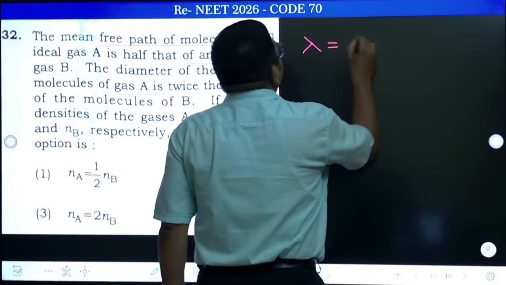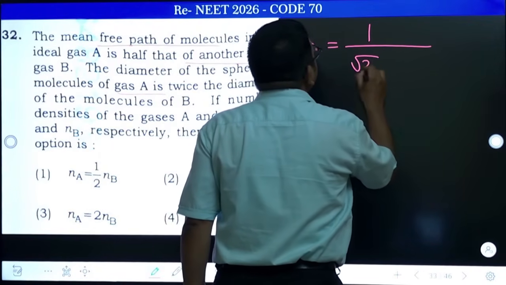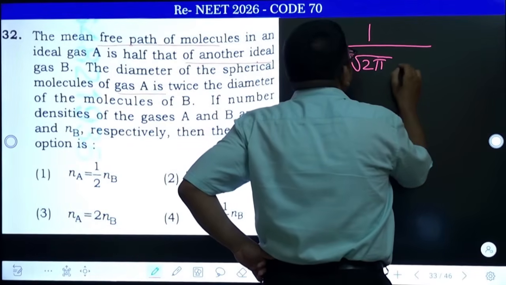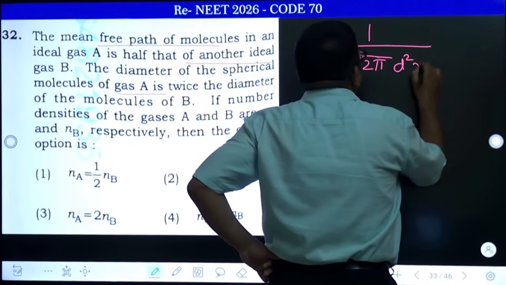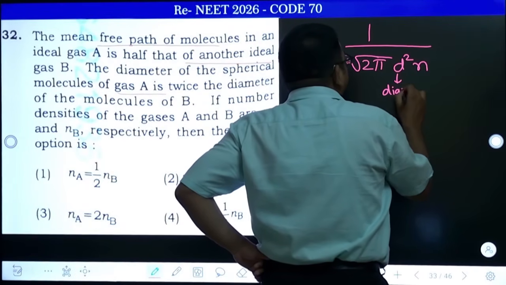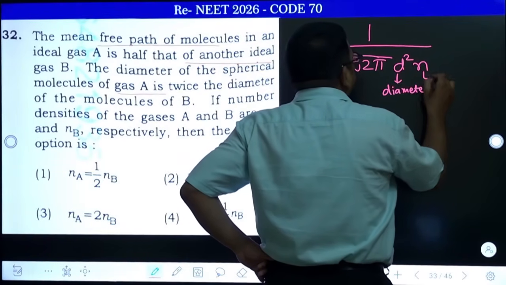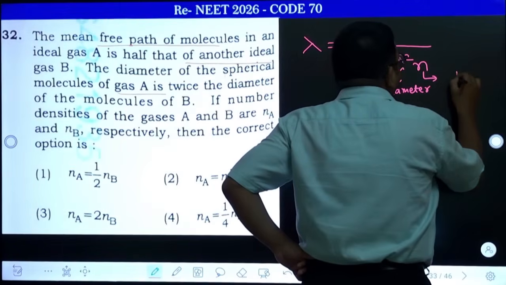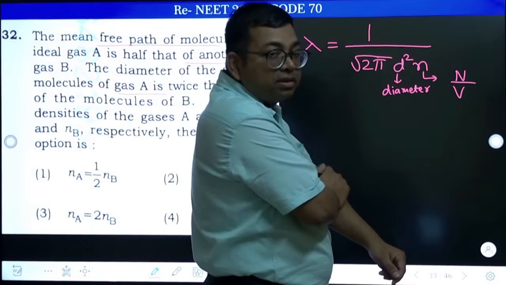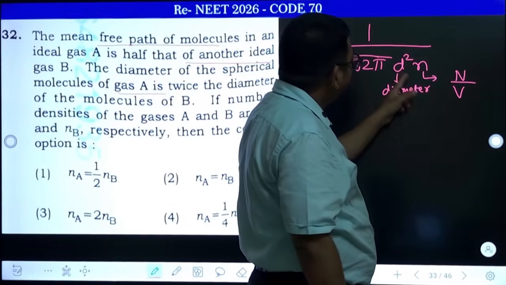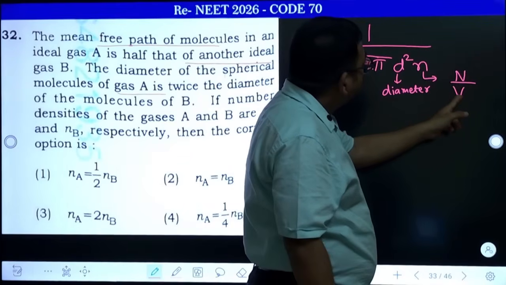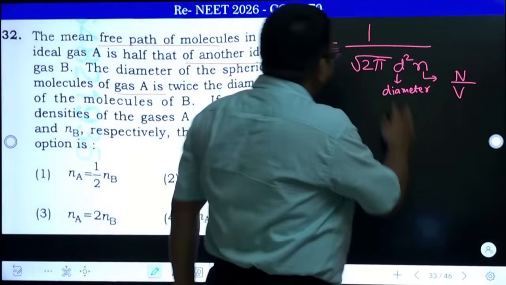Lambda is 1 by root 2 pi d square into n. It is correct. This d is the diameter, and n is the total number of atoms by volume. Just check whether this is correct. Dimensionally we can check, because d square is meter square, n is meter cube inverse, so it has no extra dimension and lambda comes in meters. Yes, so this is the formula.